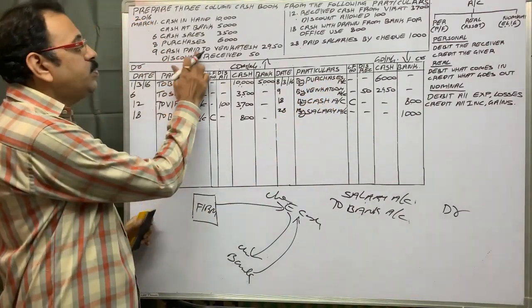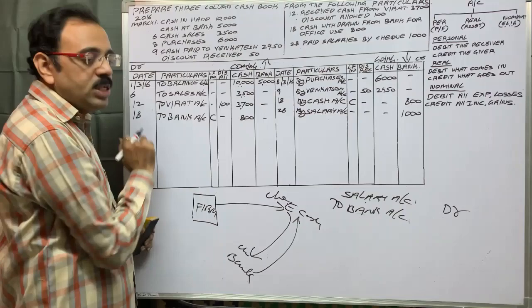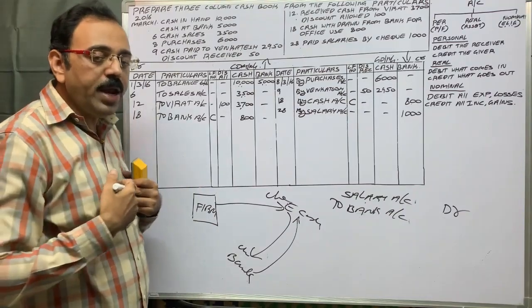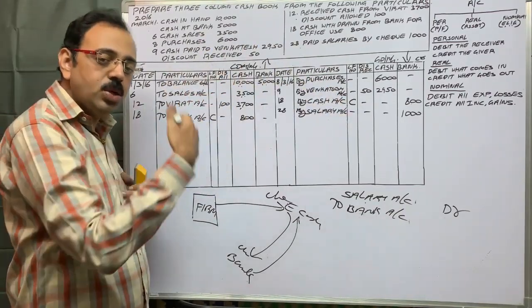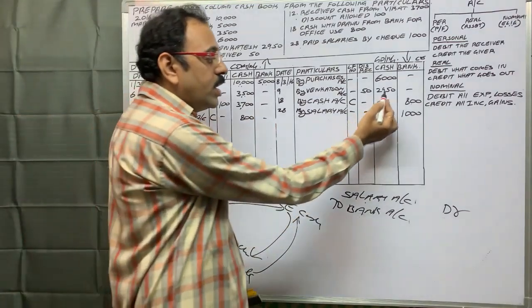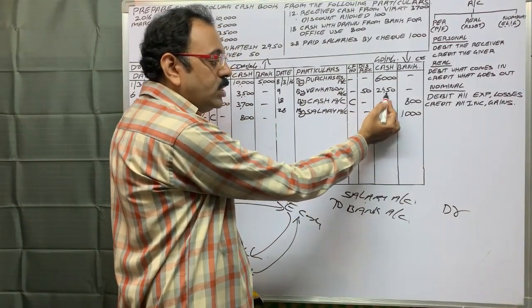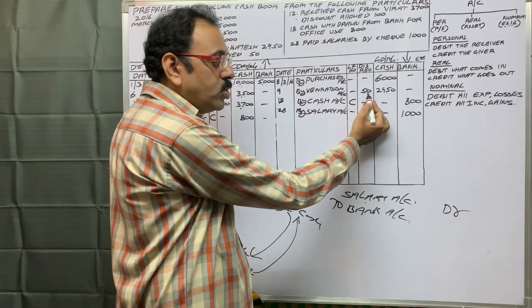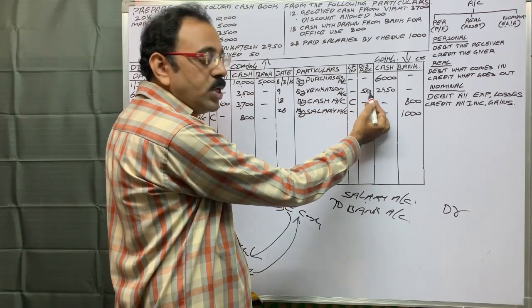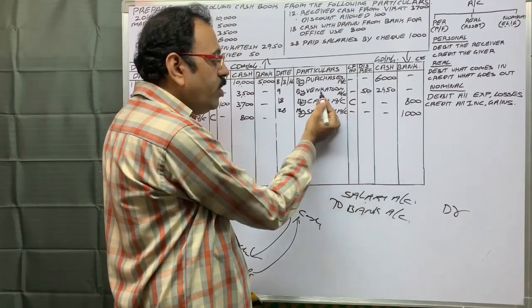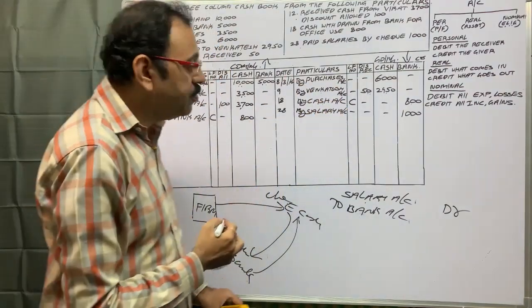Then, cash paid to Venkatesh, discount received. So the firm paid cash to Venkatesh. Cash is going. Therefore, credit side cash column. Since discount is also given in the question, write down the discount amount here. To whom we paid, write down that person's name.